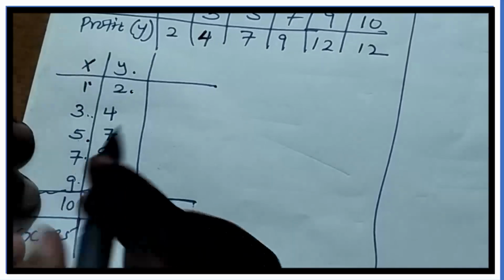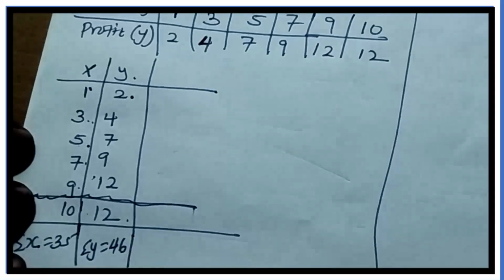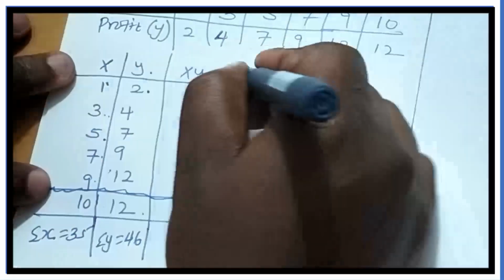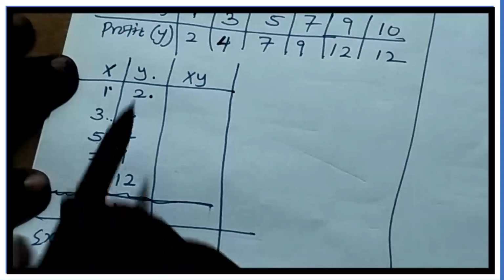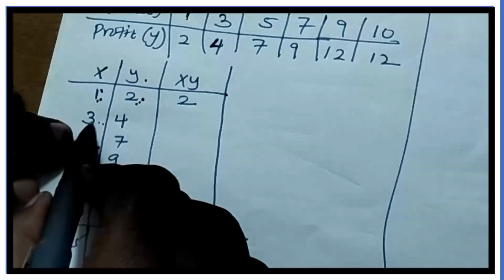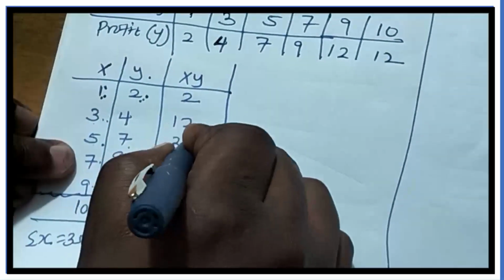When you add that one, you get that the summation of y is 46. Based on my equation, I need xy. xy is simple, it is a product of x and y. So it will be 1 times 2, 2. 3 times 4, I'll get 12. 5 times 7, I'll get 35.